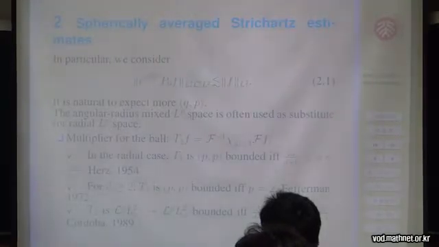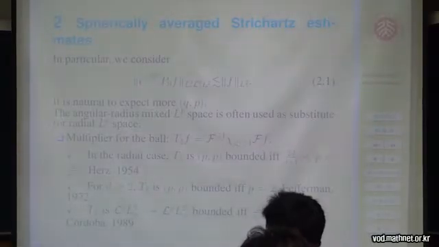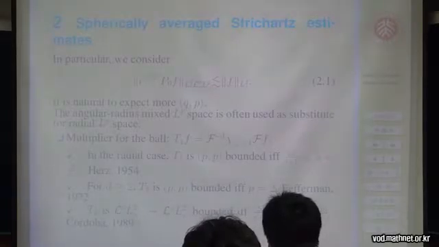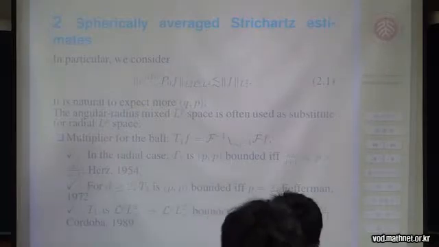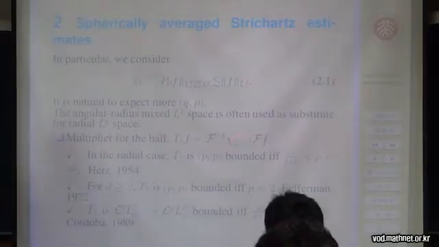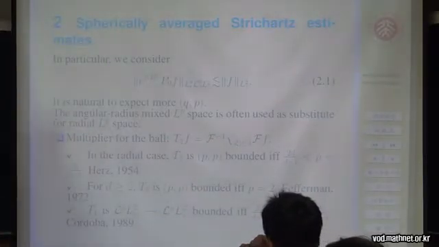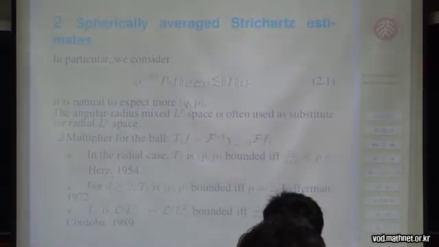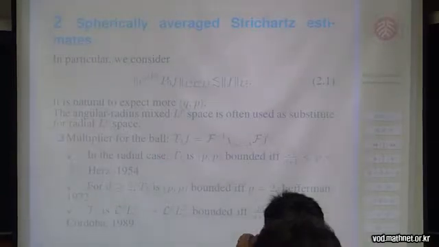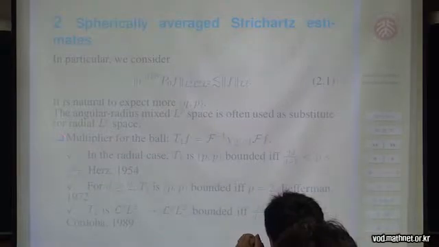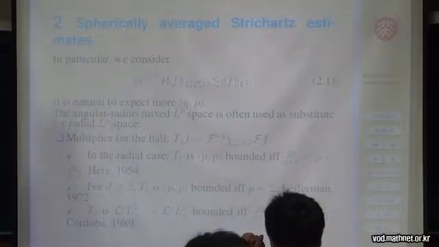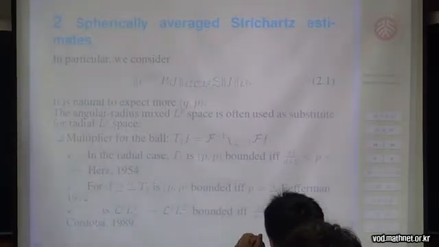The mixed space is often used, in both harmonic analysis and PDEs, many times. The first one I know is, in harmonic analysis, there's a famous problem for the multiplier for the ball. T1 is the Fourier multiplier with the characteristic function of the unit ball. In the radial case, Hertz proved that T1 is LP bounded in this range, and it's very simple. Fefferman has a famous result saying that in the non-radial case, T1 is bounded in LP only if P equals 2.